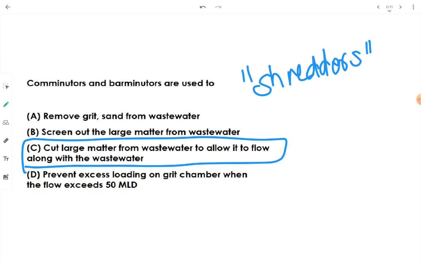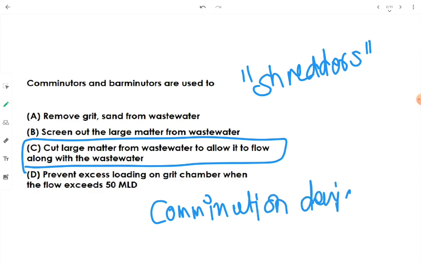Combinedly, these devices are known as comminution devices. What these devices do, they act in two ways. First, they trap the floating debris, and second, they shred it down, they cut it down to small size particles, to small size matter, so that they can flow with the wastewater and then be treated with the normal wastewater. Therefore, these are the functions of comminutors and barminutors.